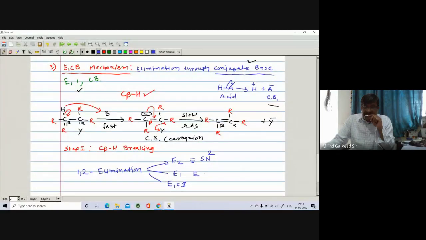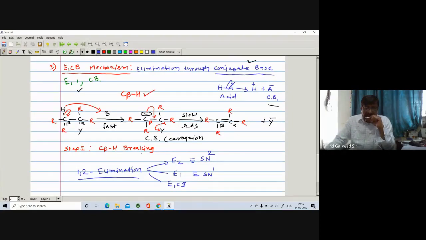The E1 mechanism is just like your SN1 mechanism. And a new mechanism, the E1CB mechanism, is rarely observed, right? Only a few examples are there. And here, 1-2 elimination is common as compared to the remaining ones. 1-2 elimination is common as compared to 1-1 or maybe other elimination reactions.